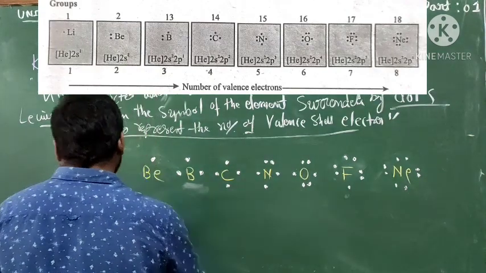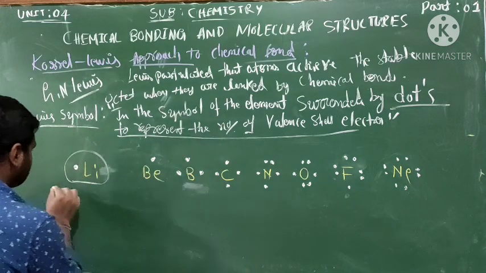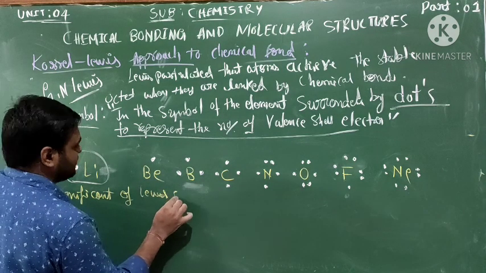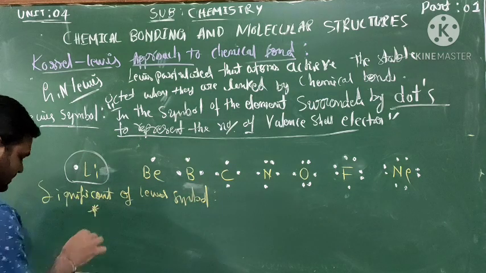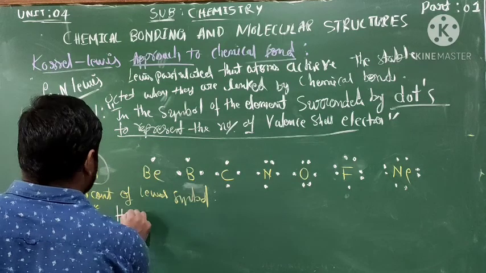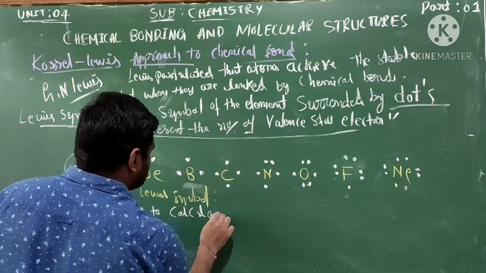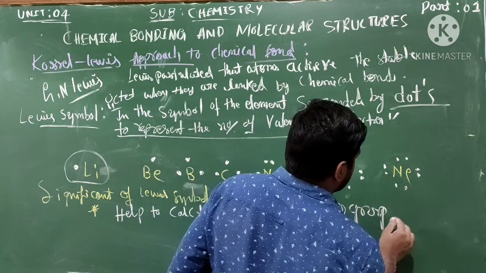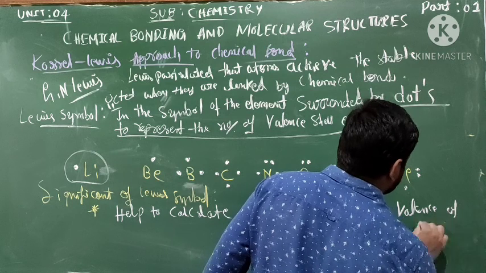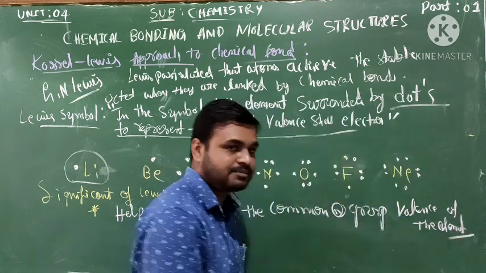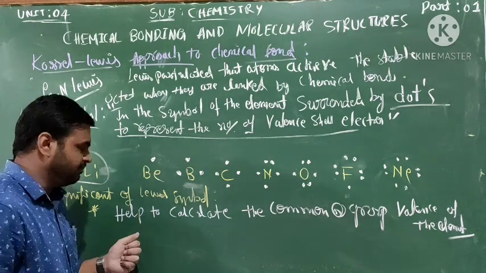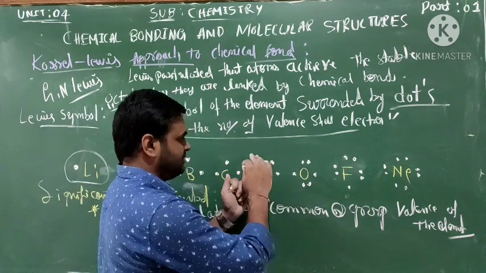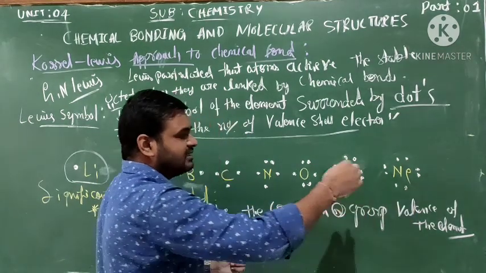Apart from these things, there are some significances of the Lewis symbol. Okay, what are the significances? The first significance of the Lewis symbol, or dot representation, is to calculate the common or group valence of the elements.